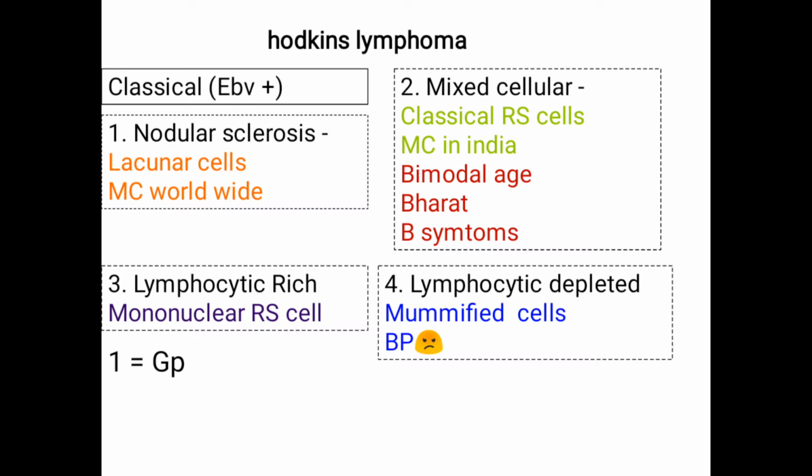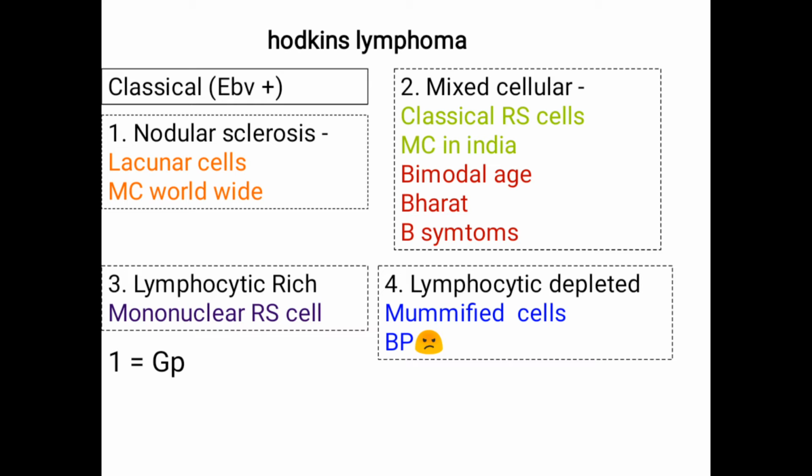In the end, I'll tell you why it is called lacunar. Coming to mixed cellularity, again, the Reed-Sternberg cells which we see here are called classical. This is most common in India, and we can remember this is the classical mnemonic. It's not made by me. B cube: it is seen in bimodal age, common in Bharat, and B symptoms. Again, in the end, I will tell what is B symptom. You can just remember that India is known for classical things, classical traditions. So therefore, classical RS cells.